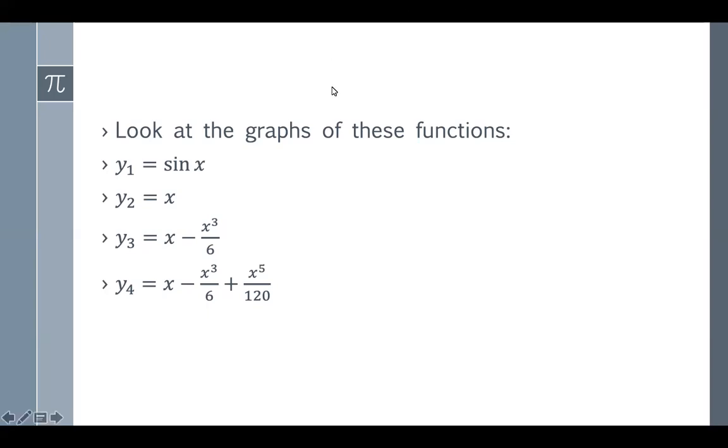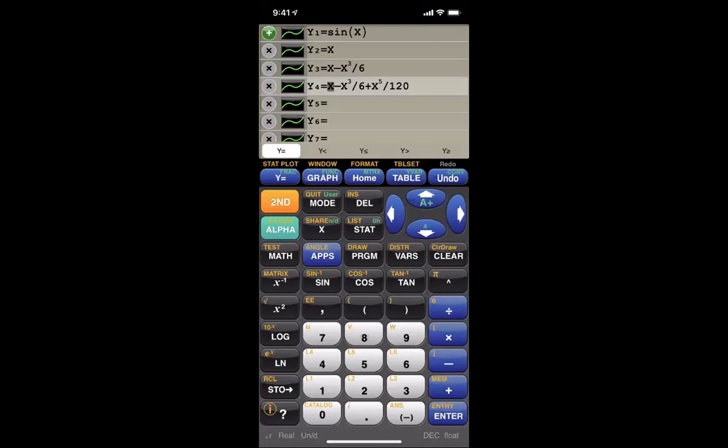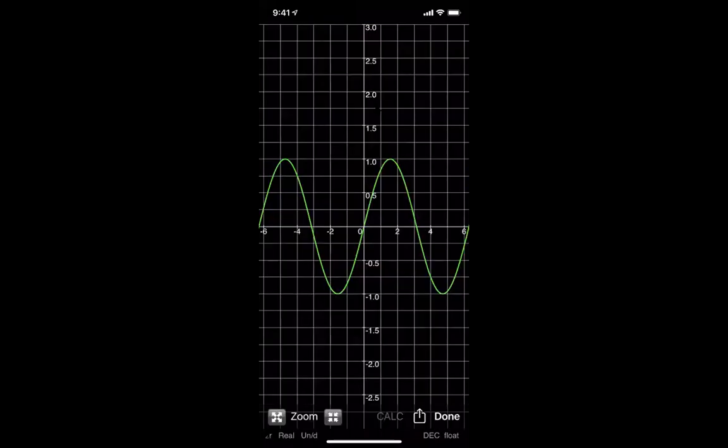So I'm going to switch over to my calculator. All right, so you can see I've entered those four functions on my calculator app. This green plus sign next to Y1 means that Y1 is going to be up on the screen, but for now I've got Y2, Y3, and Y4 turned off. So if I hit graph, you see the familiar graph of Y equals sine x.